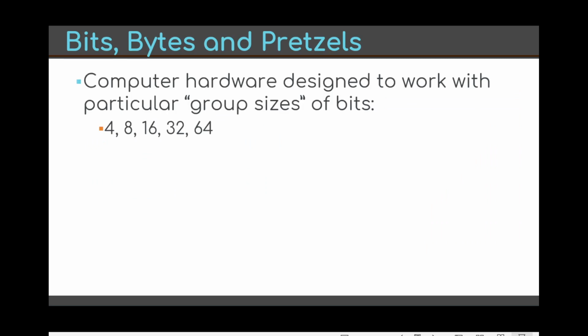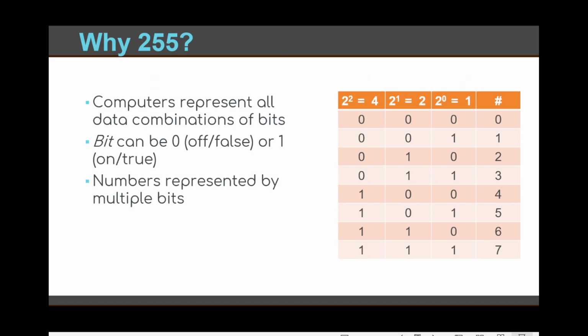Bits, bytes, and pretzels. Computer hardware has been optimized over the years to handle chunks of bytes, so group sizes. A 1-bit value is one of those 0 or 1 numbers, 2 to the power of 0. But if you have 4 of those, like we dealt with, we'd have one more, 2 to the power of 3, which would be 8. So you can represent numbers from 0 to 15.